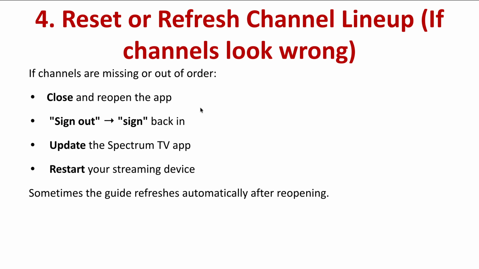Fourth one is reset or refresh channel lineup if channels look wrong. If channels are missing or out of order, close and reopen the app. Sign out, sign back in. Update the Spectrum TV app. Restart your streaming device. Sometimes the guide refreshes automatically after reopening.